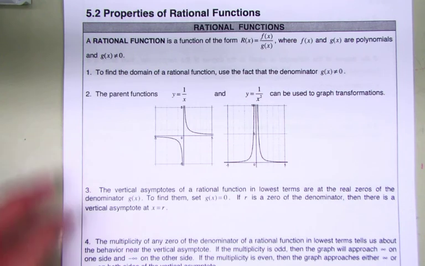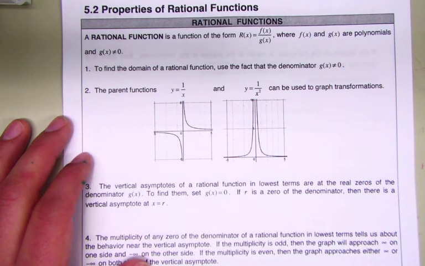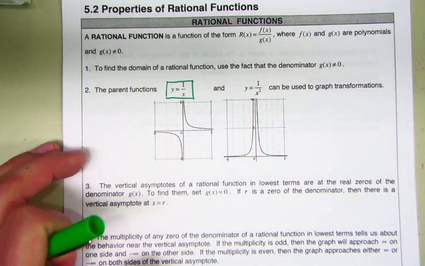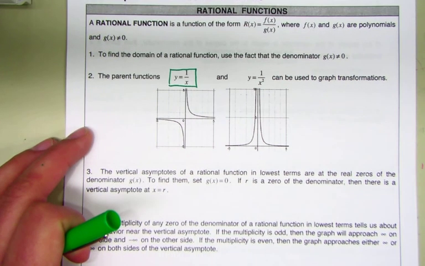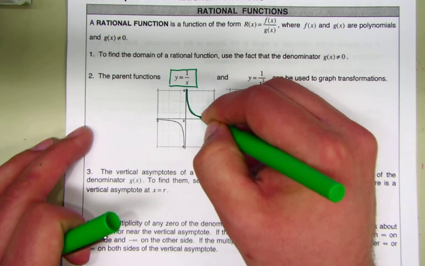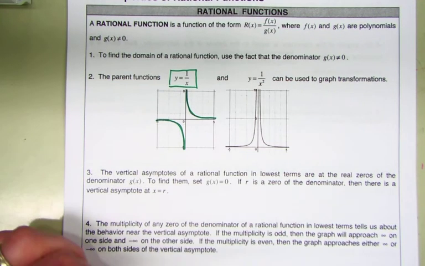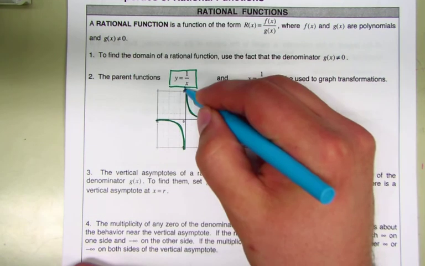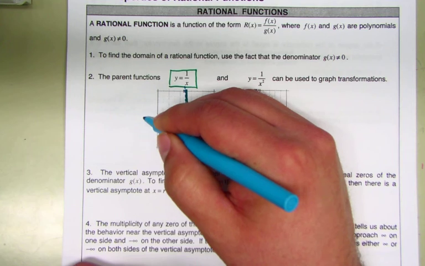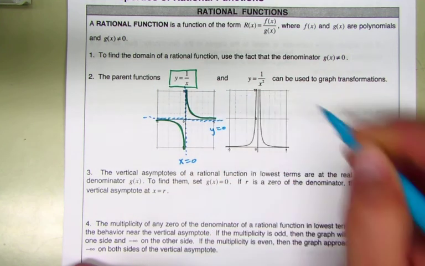The only two graphs that you're going to have to worry about, one of them you've already seen, y equals 1 over x. That's one of the parent functions that we learned as part of our unit a few months ago. So you have to remember this graph, which has vertical and horizontal asymptotes at x equals 0 and at y equals 0.